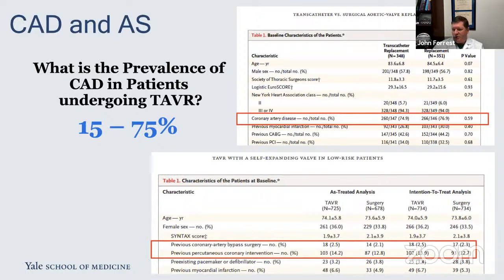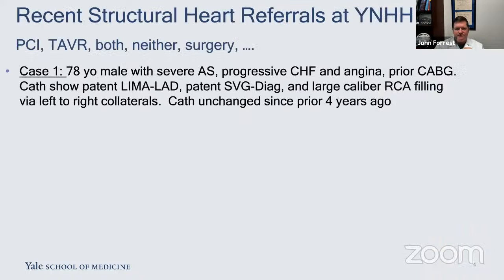Certainly we were used to very, very high numbers, well over 50%. Now maybe it's a little bit lower, but it's important to note that doesn't mean that these patients aren't going to develop coronary disease. We're just dealing with a younger, lower risk patient population. And we do know that there's a lot of concomitance between aortic valve disease and coronary artery disease. The two often go hand in hand, and it's something that we have to deal with.